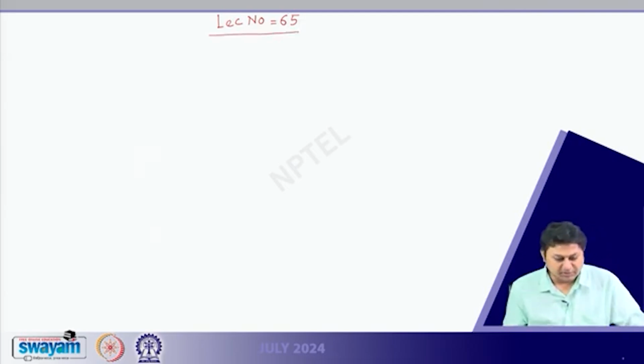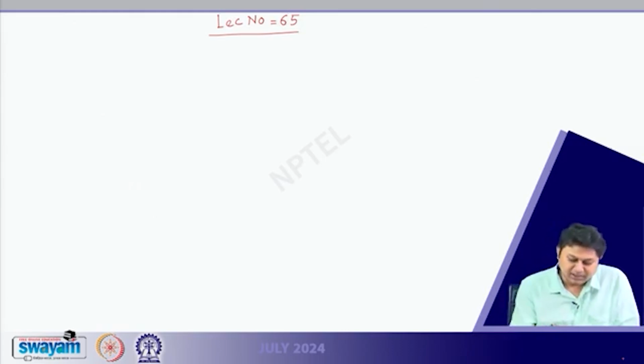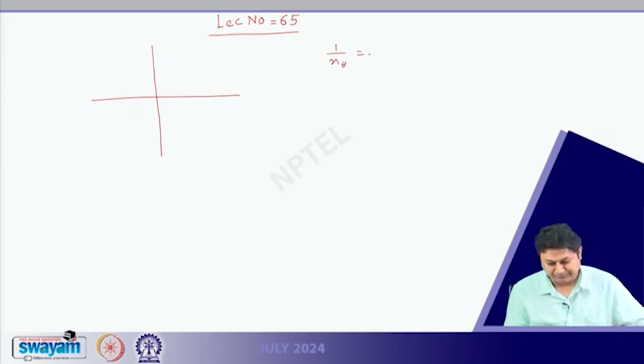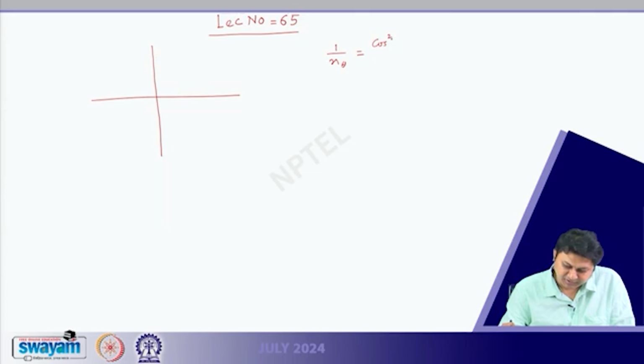Before going to understand how a polarized light can be analyzed, I would like to recap what we have done in the last class. We calculated this expression for the index ellipsoid, and let me write down the equation here. 1 divided by n squared theta was something like cos squared theta divided by n naught squared.